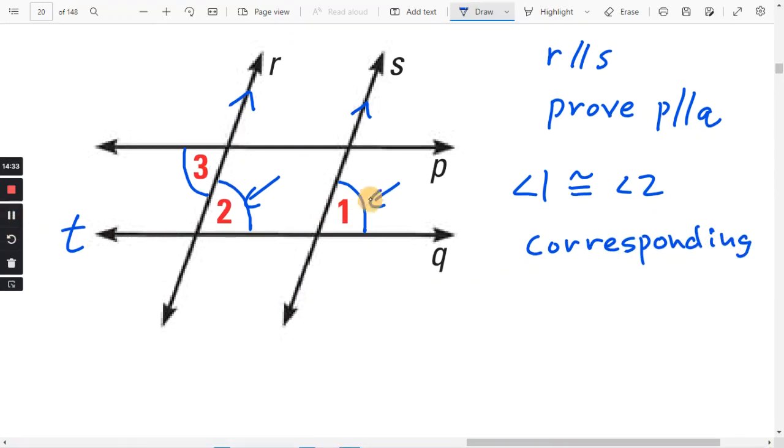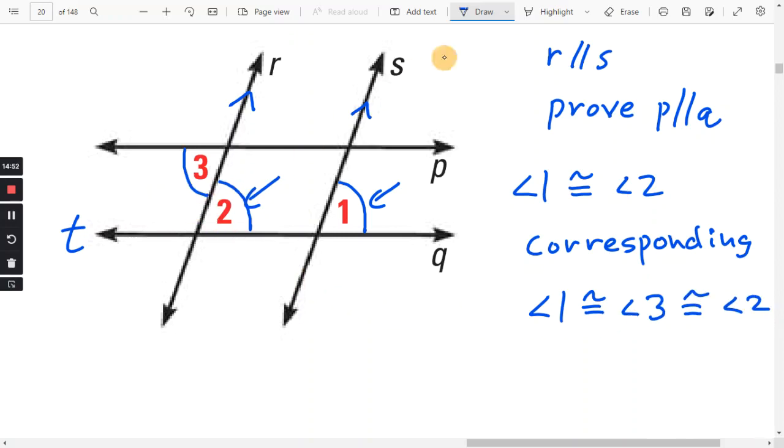Now, it was already given in the write-up. We marked it that 1 was congruent to 3. It was given that 1 was congruent to 3, but we just said 1 was congruent to 2. So 3 is going to be congruent to 2.